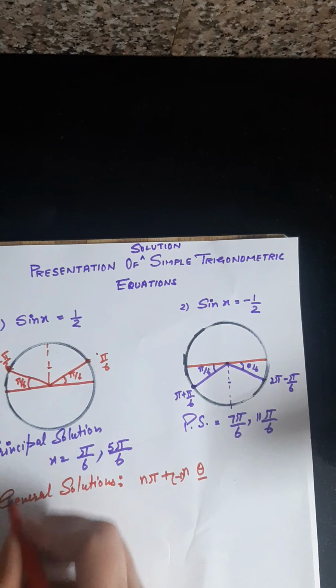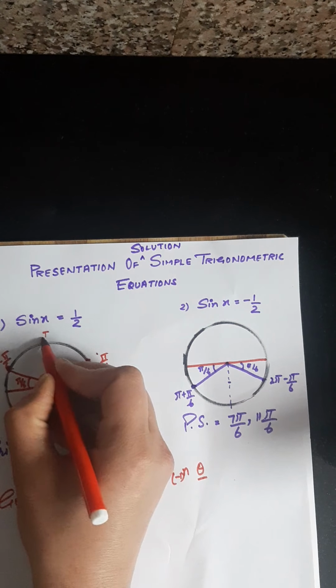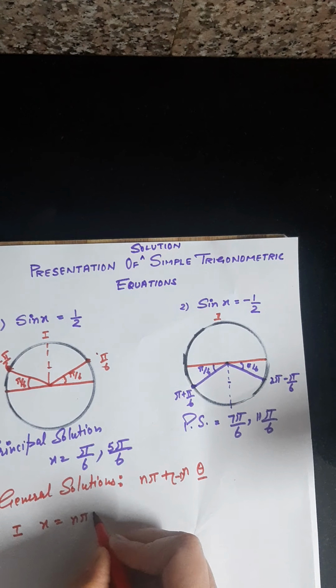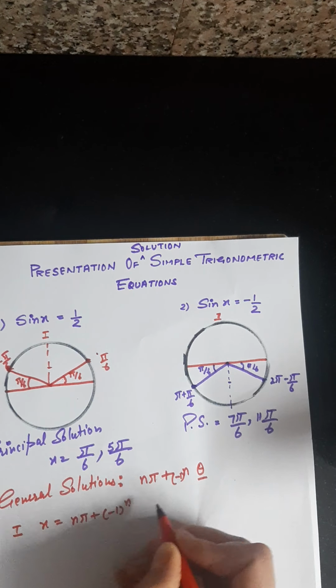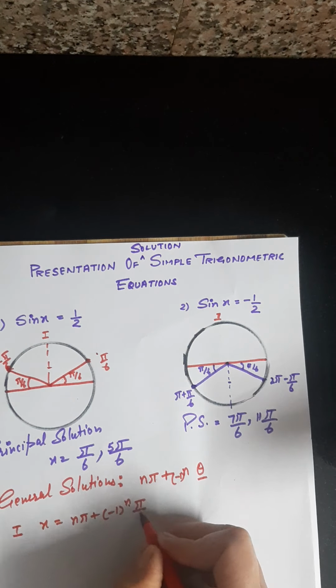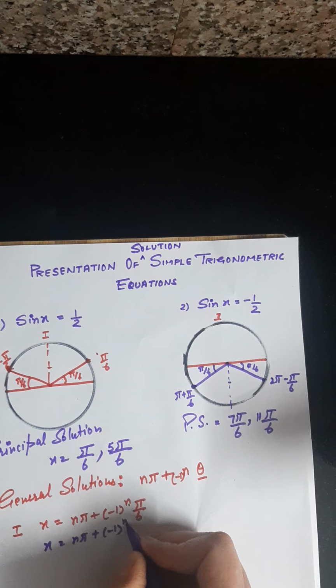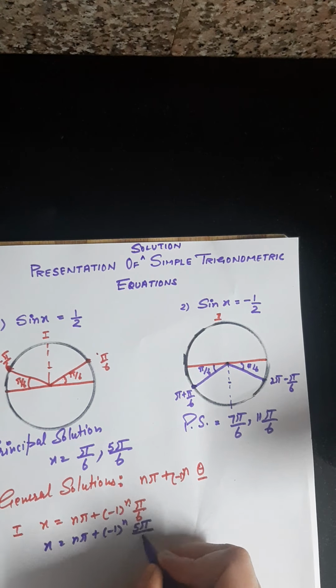How come? Suppose, let's take this as case 1 and this as case 2. For case 1, we can write x equals n pi plus minus 1 raised to power n times pi by 6. And we can also write x equals n pi plus minus 1 raised to power n times 5 pi by 6. Both work. How come? When n is 0, this is pi by 6. So when n is 0, pi by 6 takes us to this position.